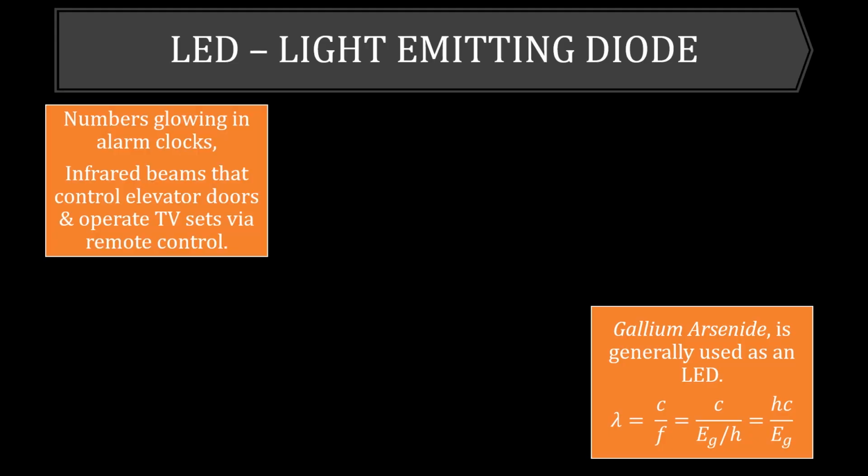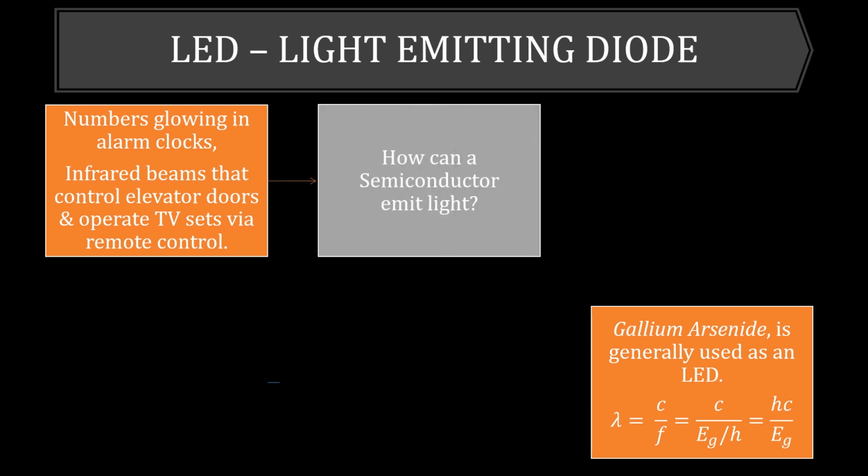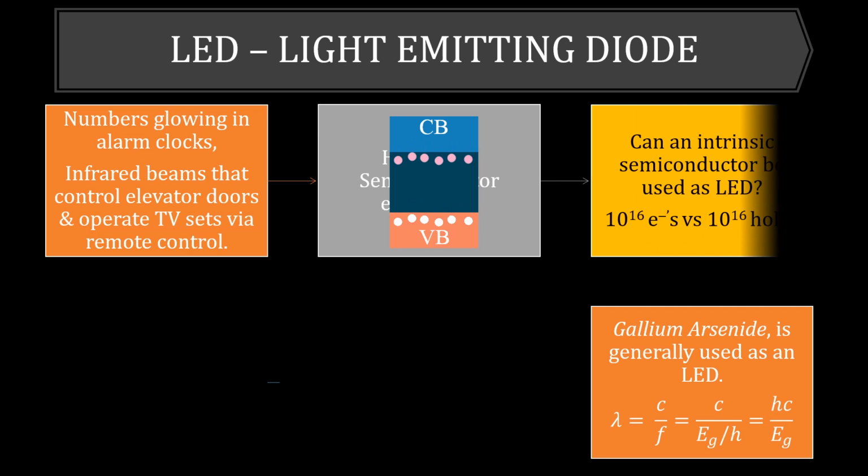LED. We have seen brightly colored electronic numbers glowing in alarm clocks, invisible infrared beams that control elevator doors. In all these cases, the light is emitted from LED. Now, our point is, how can a semiconductor generate light? And I hope you remember, in a semiconductor, when an electron from the conduction band falls into a hole at the valence band, a photon of energy Eg is released.